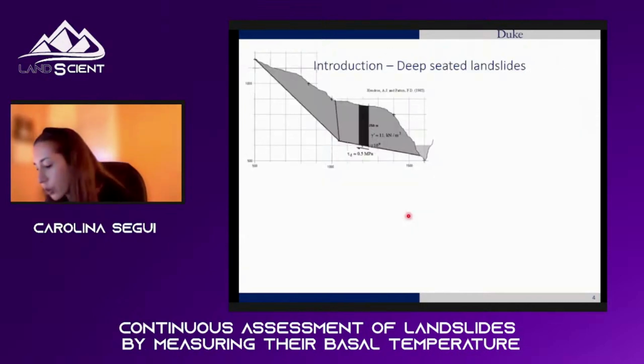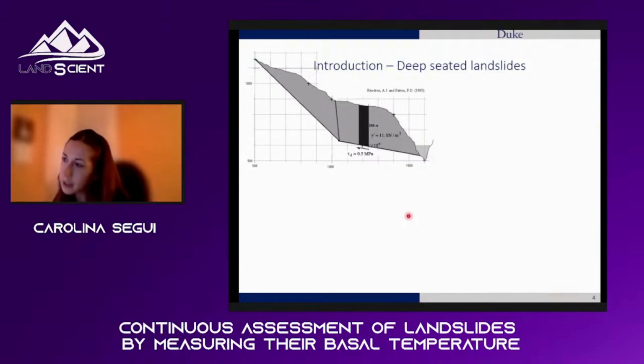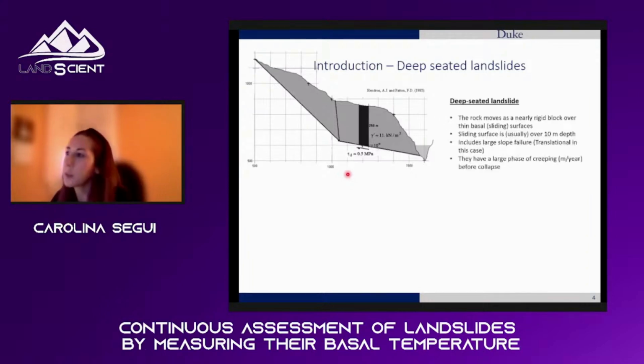So now introducing our work, we focus only on deep-seated landslides. This is an example of a deep-seated landslide. This is one profile of the Vajont landslide that collapsed in 1963 in northern Italy. So the main features of deep-seated landslides are, first, that the sliding mass moves as a rigid block over a thin basal shear band or sliding surface, which is usually located below 10-meter depth or below the roots of the trees. And it can be up to hundreds of meters deep.